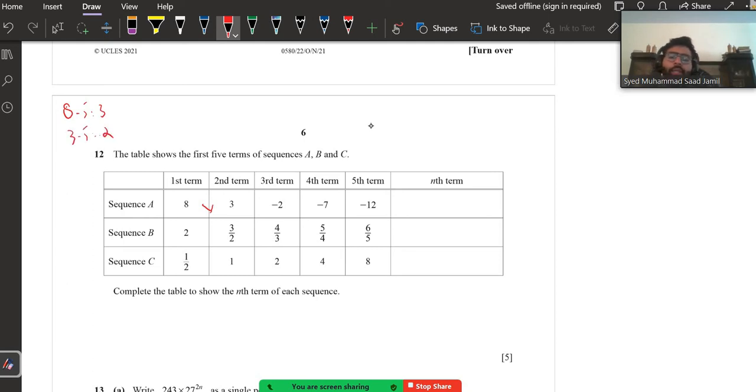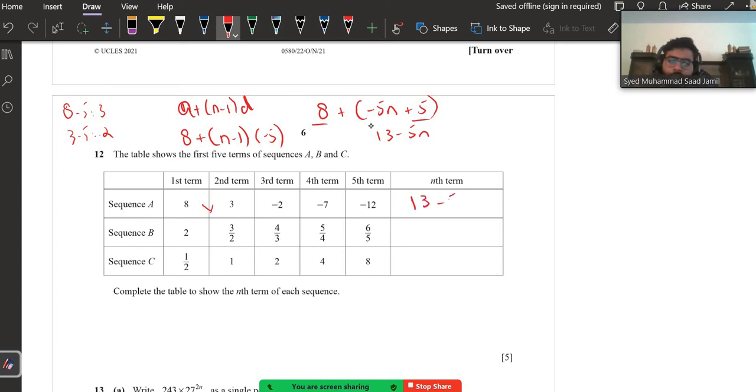So the formula is a plus n minus 1 multiplied by d. A is the first term. In this question, the first term is 8, n is the nth term, and d is the difference. Difference is how much? Minus 5. So this turns out to be 8 plus bracket minus 5n plus 5. So 8 plus 5 is 13, 13 minus 5n. So this is your nth term, 13 minus 5n.